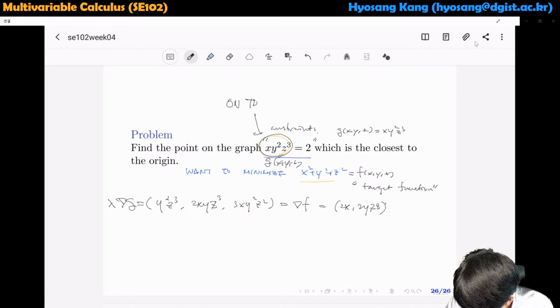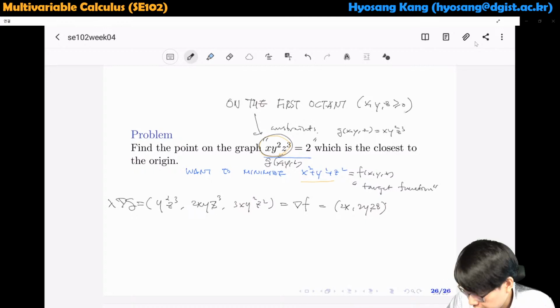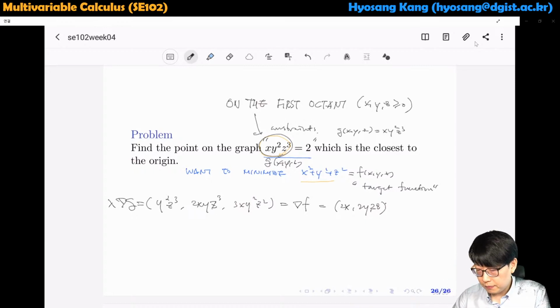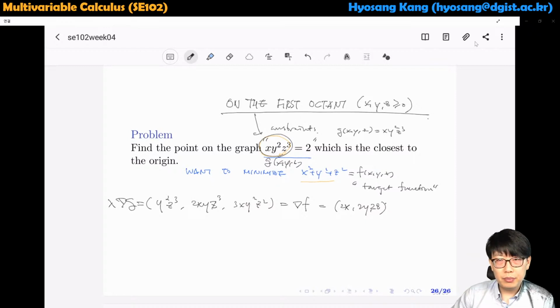On the first octant, which means that x, y, z are all positive numbers. Okay, so put this condition on and try to find the positive x, y, z that satisfies this equation. Okay, there is only one.